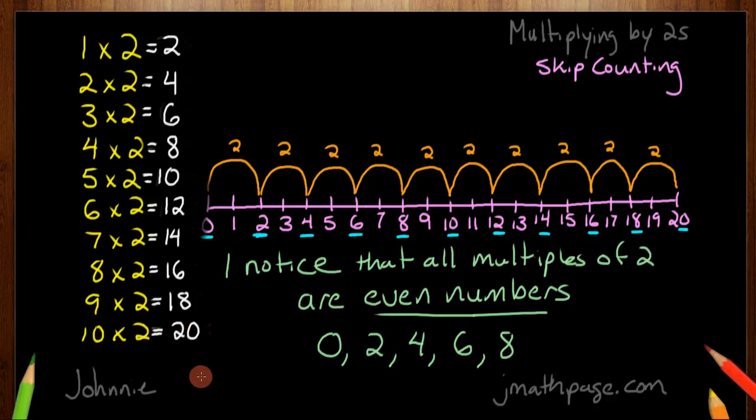How did you do? Well, I hope this was useful to you. The most important thing is to notice that you can use, or know that you can use, a number line to look at multiples of 2. You can do this for other numbers too, but the number line helped us see that all multiples of 2 are even numbers. They have to end in 0, 2, 4, 6, or 8.